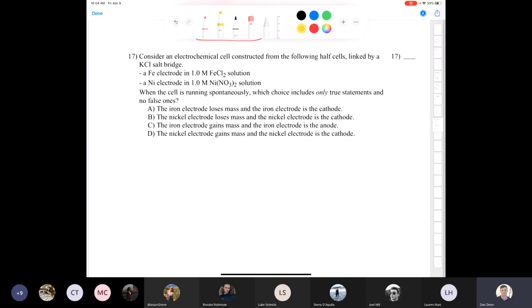Number 17, it says, consider an electrochemical cell constructed from the following half cells linked by a KCl bridge. You have an iron electrode in a 1 molar iron 2 chloride solution and a nickel electrode in a 1 molar nickel 2 nitrate solution when the cell is running spontaneously. So they tell us that the cell is running spontaneously. Which choice includes only true statements and no false ones? If the cell is running spontaneously, this means that the standard cell potential must be positive.